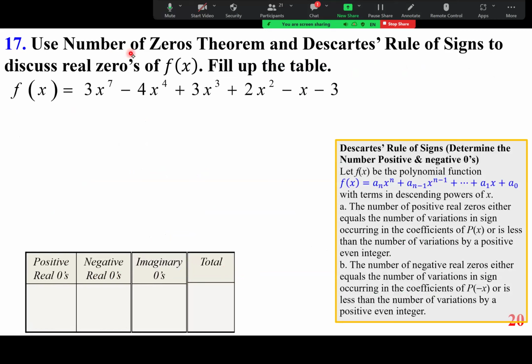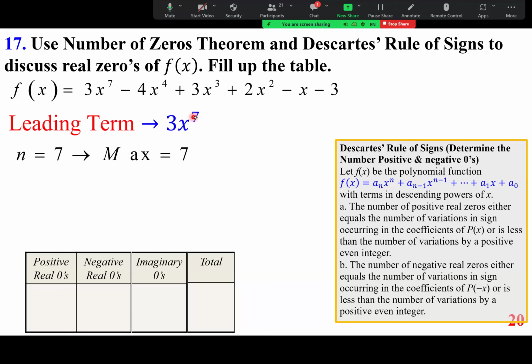Use the number of zeros theorem and Descartes' rule of signs to discuss the real zeros of f of x. Fill up the table. So it's important to understand what's going on here. This has to be in descending order. It is. So far, so good. Then you look at the leading term, 3x to the power of 7, and n is 7. So the maximum number of zeros would be 7. The total would be 7.